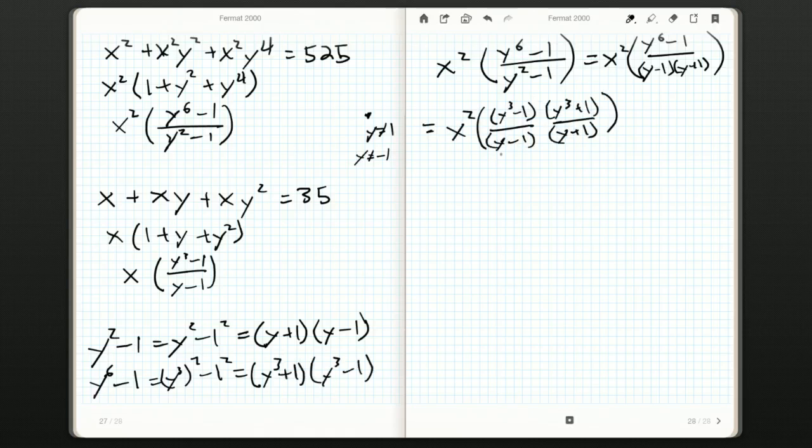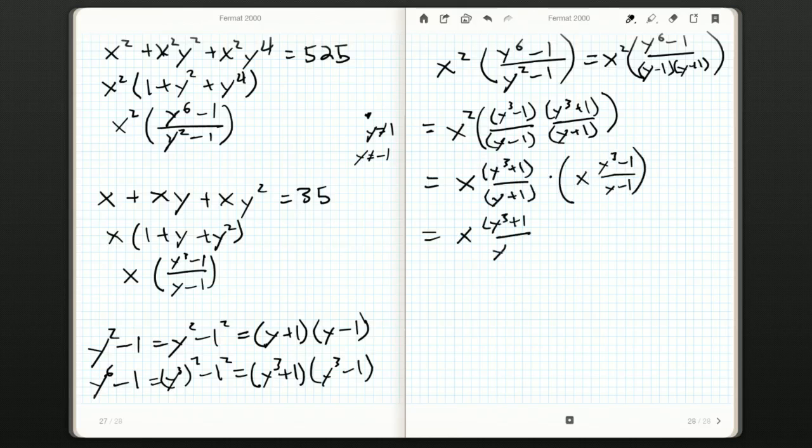Hey, isn't that the expression we have right here? In fact, it is. So if I take out one of these x's, and the y cubed minus 1 over y minus 1, which is just 35. Okay. So 35. How does that come into it? Well, that means when we divide 525 by 35, because this whole expression is equal to 525, that means that 525 divided by 35, which is 15, is the same as x times y cubed plus 1 over y plus 1.